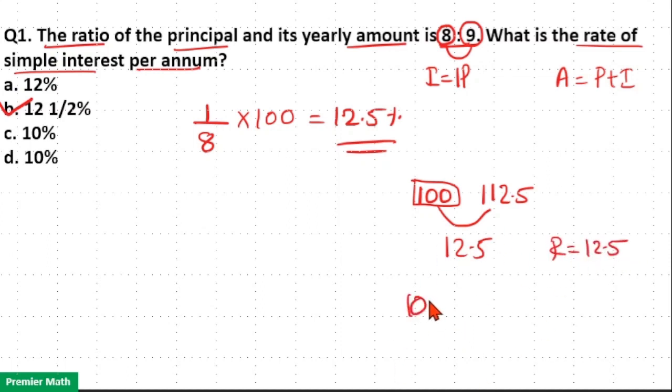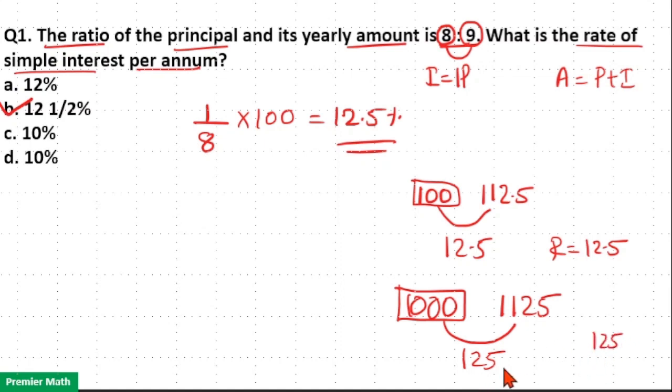Another example, if I invest 1000 rupees in a bank, after 1 year, I got 1125 rupees. Now, the difference between the amount received after 1 year and the amount invested initially is equal to 125 rupees. This 125 rupees is the interest here. This interest 125 rupees I got from this initial amount 1000 rupees. If I convert it into percentage, zeros cancel, 12.5 is the rate here. So option B is your answer.